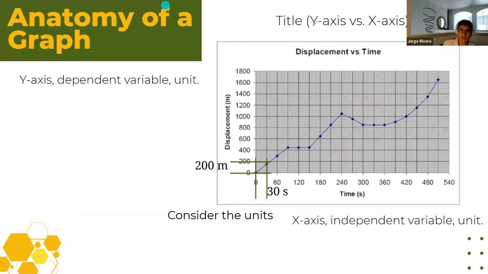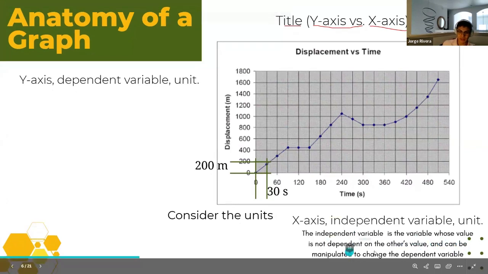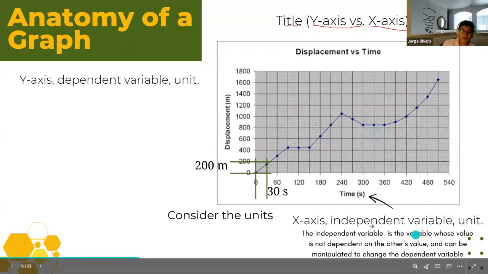So here we have the title. It's probably always going to be the denotation of the y-axis versus the x-axis. Here we know that the y-axis is the dependent variable and its unit, and the x-axis is the independent variable and its unit. The independent variable is the variable whose value is not dependent on the other's value and can be manipulated to change the dependent variable. So whatever change is happening here is going to affect the y-axis directly. Here we have the independent variable, which in this case is time.